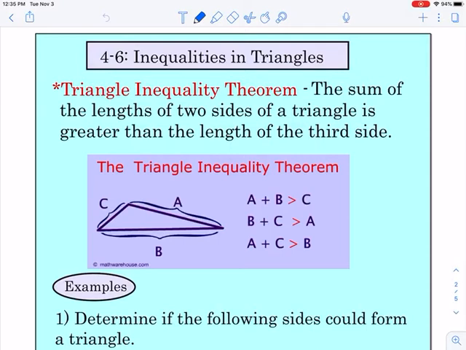In other words, if I label the sides A, B, and C in the pictures below, if I take side A and side B and add them together, that sum has to be greater than the length of side C. Not only does that inequality need to hold true, but if I add the length of side B plus side C, that has to be greater than the length of side A. And my third one would be if I add side A plus side C, that length combined has to be greater than the length of side B. All three of those must hold true.